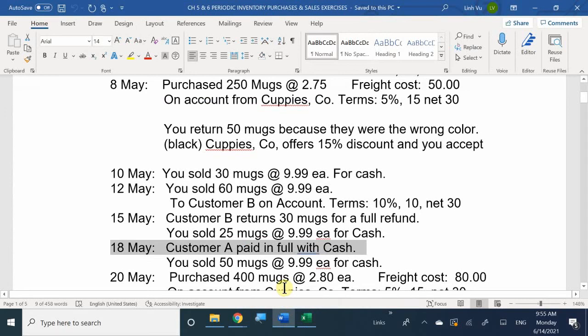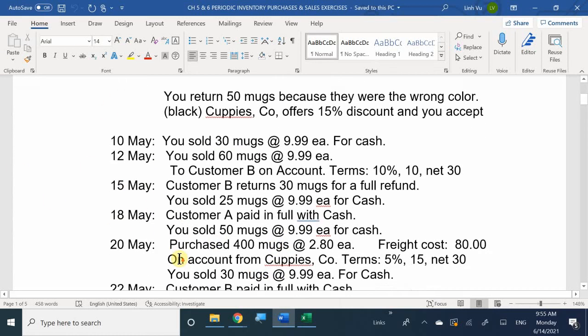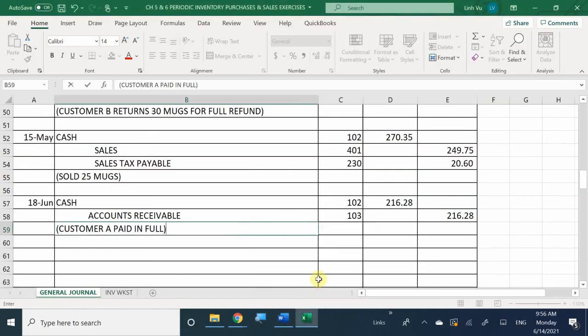Okay, let's see. All right, so what I'm going to do is, should we just do the last one so we don't lose our spot before? Yeah, I'm going to do this. Let's just go ahead and continue and do this one real quick. What happened here during the day on May 18th? Another 50 mugs were sold for $9.99 each. Okay, so in this case, what should my journal look like this time? Cash, sales, and sales tax. Good.